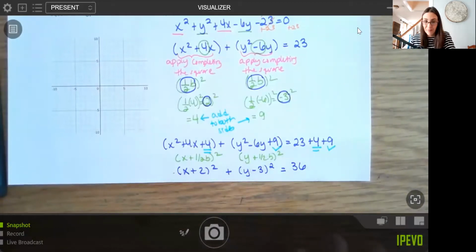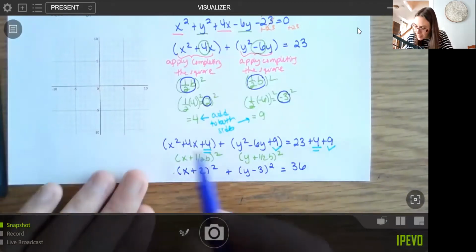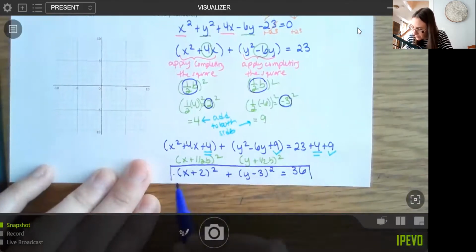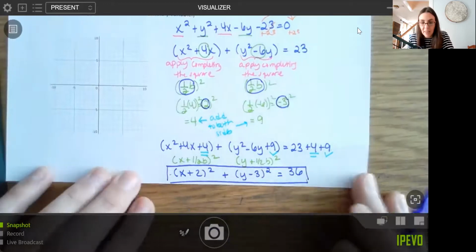Finally, we're in the right form. So we are in standard form now. So this is the first part we had to do, was we had to write this in standard form. Okay, so we've done that.